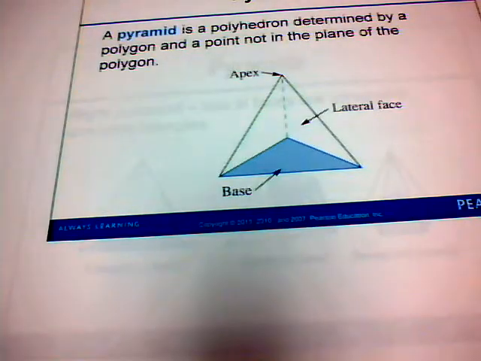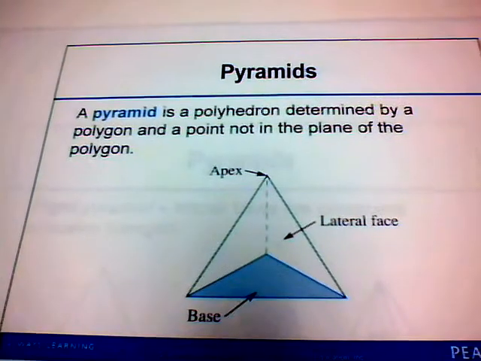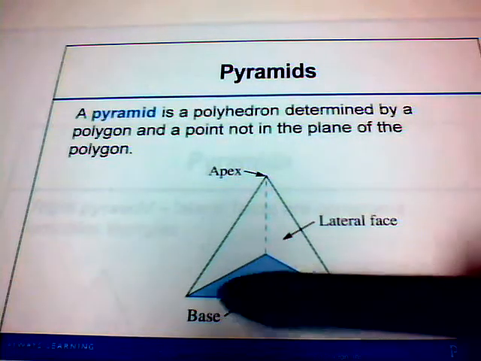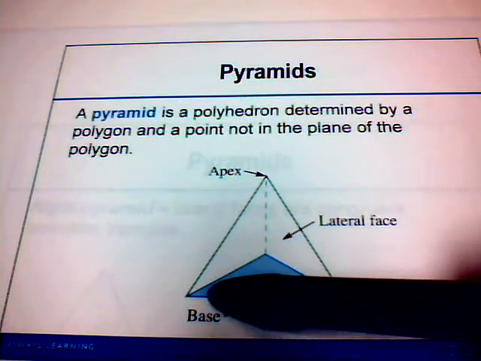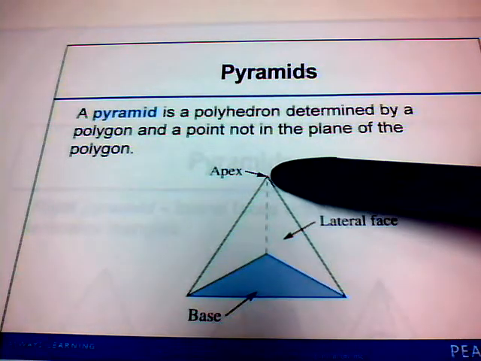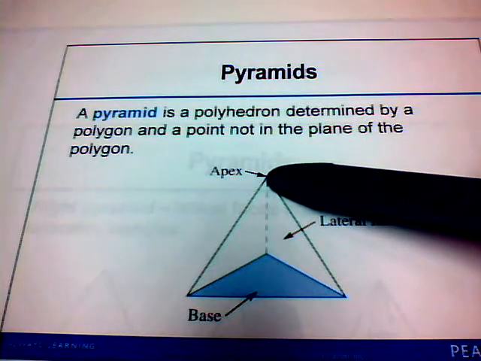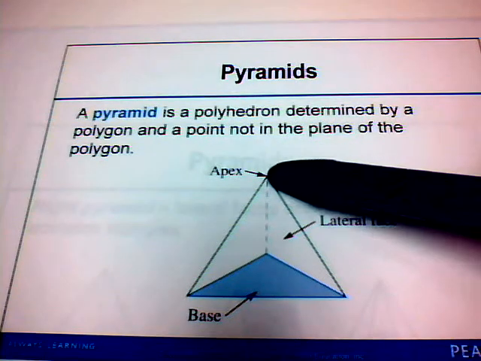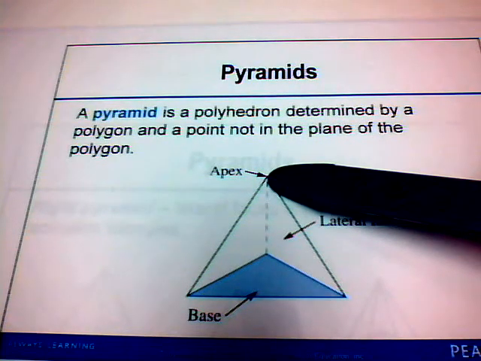Okay, next is the pyramid. A pyramid is nothing but a polyhedron determined by a polygon and a point not in the plane of that polygon. So here, the pyramid, here's the base right here. In this case, that's the triangle. And we have a point that's not in the plane. That point has a special name. It's called the apex. It's usually the tip that's on the pyramid.